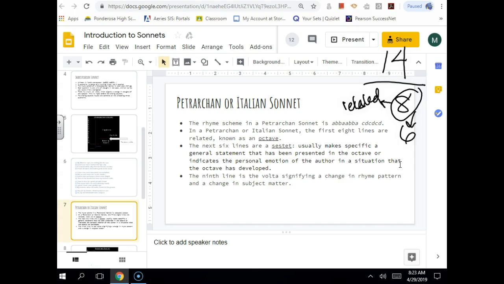So we have our 8 lines, right? So the 9th line is going to be the first line of the sestet. That's the volta. That's the change. Okay. So where was the volta in a Shakespearean sonnet? Grant, do you remember? After the third stanza. Good job. Okay. So in this case, it's going to be on the top of that first line of that sestet. Okay. Does that make sense?